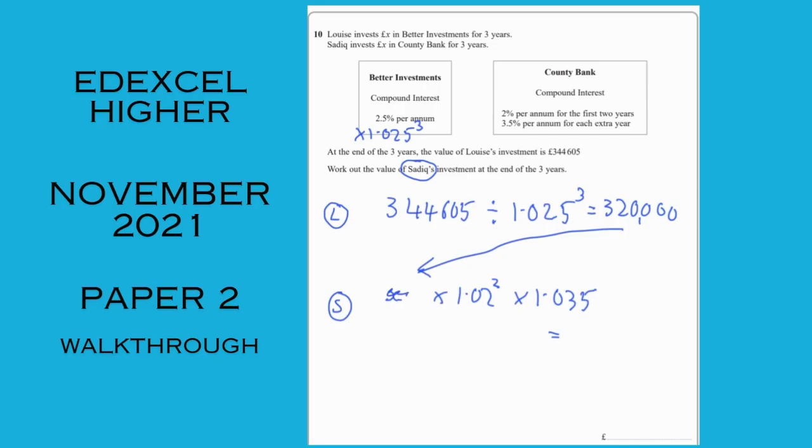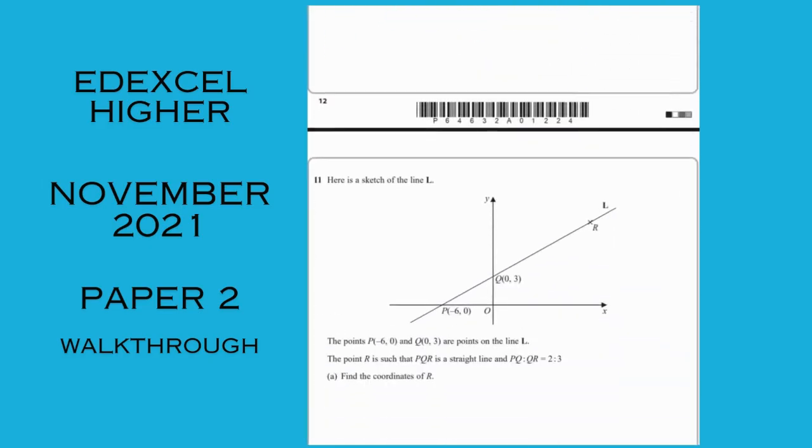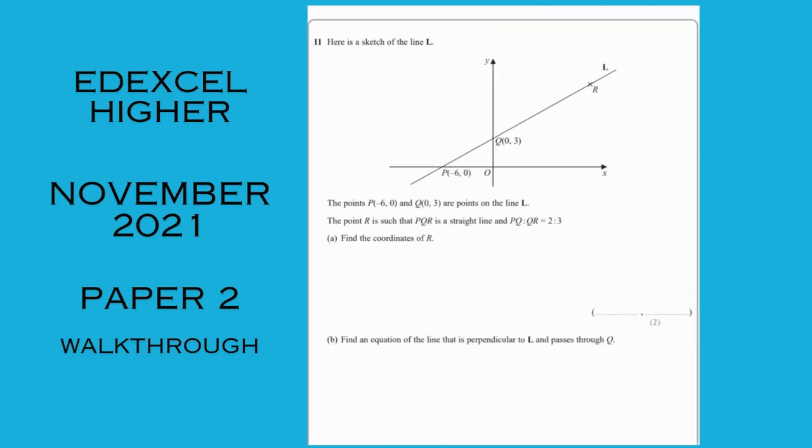On your calc, 320 grand times by 1.02 squared multiplied by 1.035, and I'm getting 344,580 pounds 48 pence if I squish it in there without falling off the edge. Number 11.